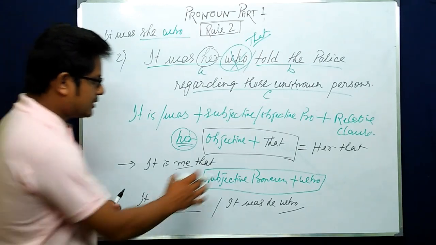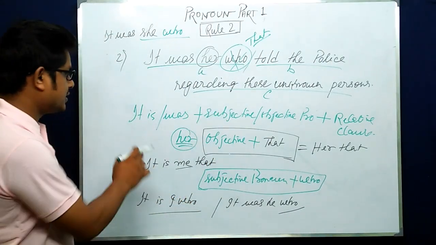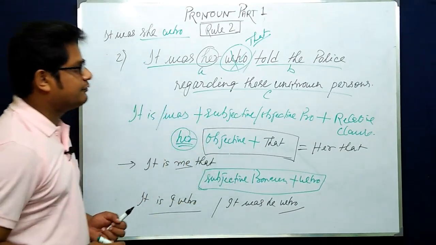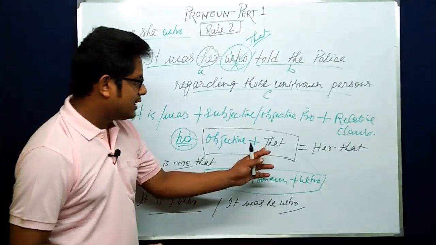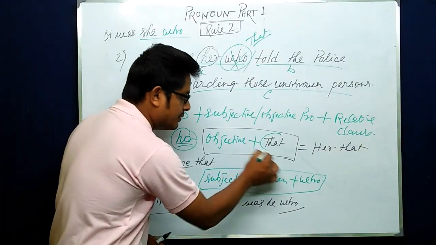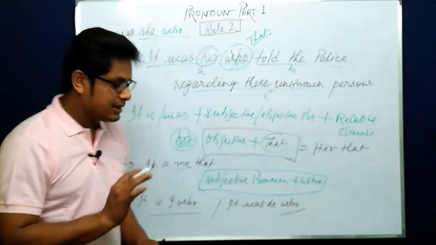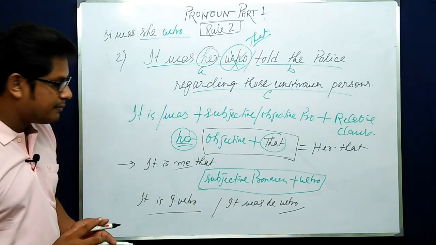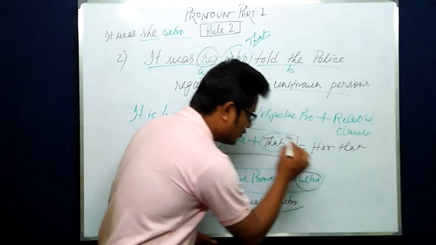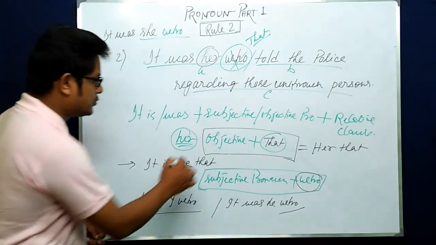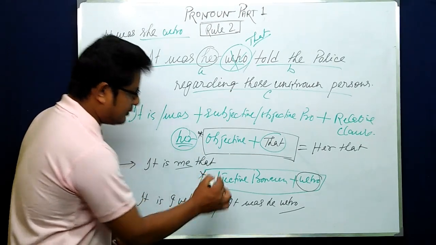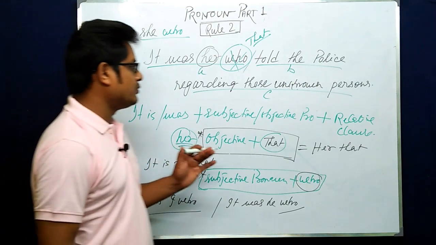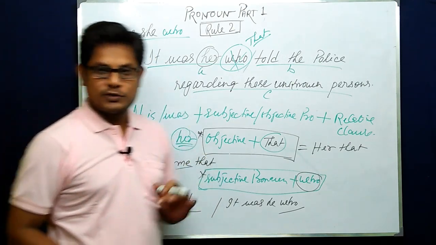Clear? So remember this part. Whenever the sentence structure is like this, it is or it was, and if it is an objective pronoun, and if we use a relative clause after the objective pronoun, then it must be that, not who. Clear? Again, if it is a subjective pronoun and if you want to use a relative clause, then again you have to use who, not that. So these two parts are very important that you have to remember. Clear? So this is all about relative clause and subjective pronoun or objective pronoun of rule number 2.